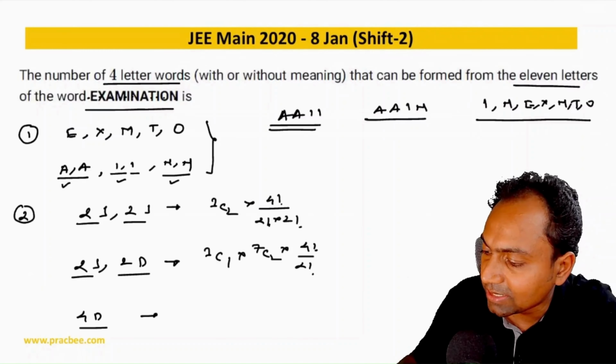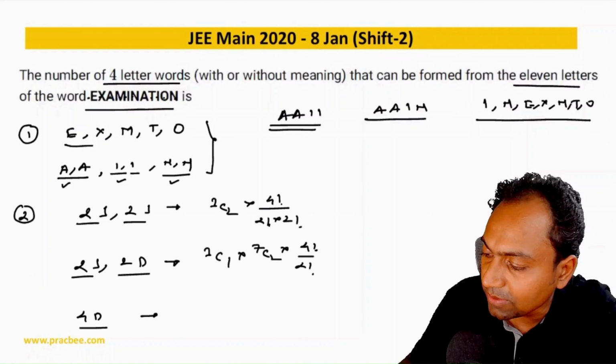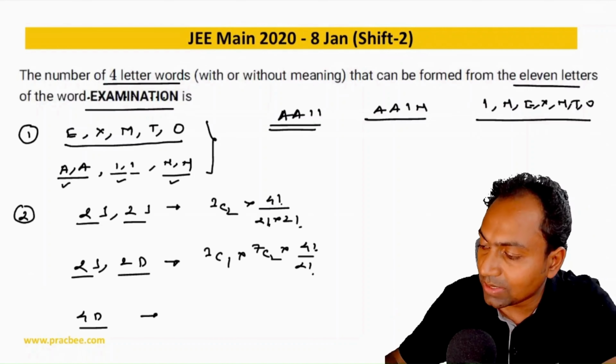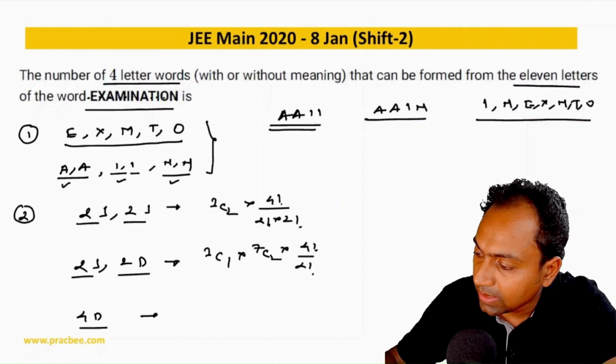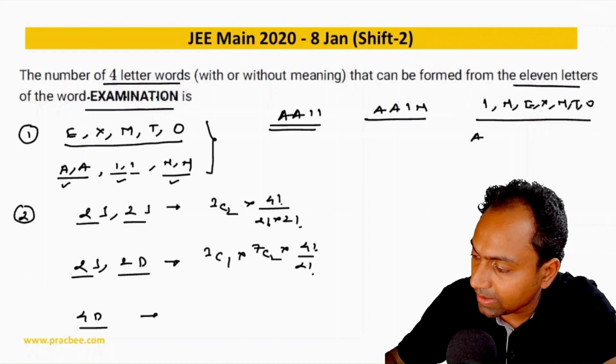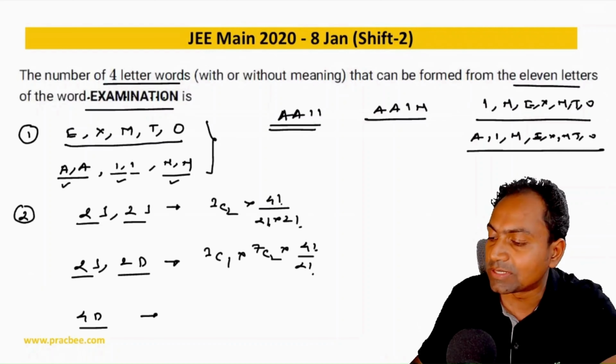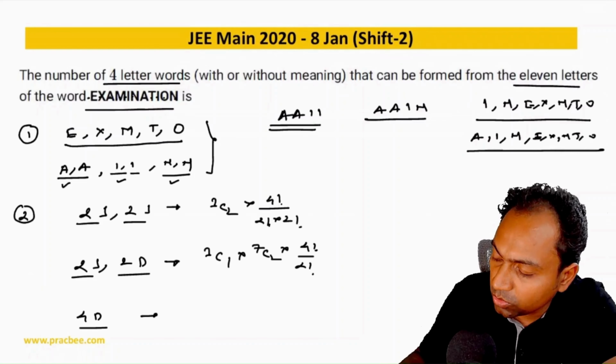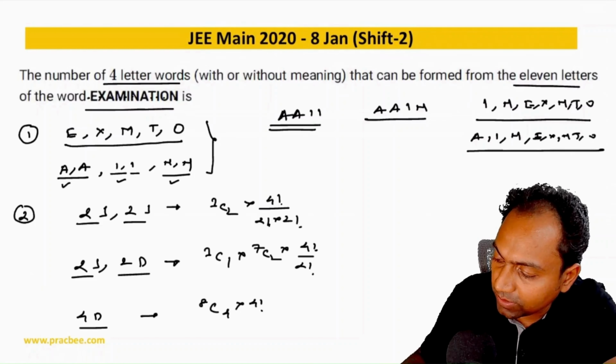And for the all-distinct case, the total distinct letters that are possible: 5 are already there, and out of the groups of 2A, 2I, 2N, I can take 1 each. So total distinct things that are available to me are nothing but A, I, N, and then E, X, M, T, O. So total number of distinct things available to us are nothing but 5 plus 3, that is 8. Out of 8, I can select any 4 and arrange them in 4 factorial ways.